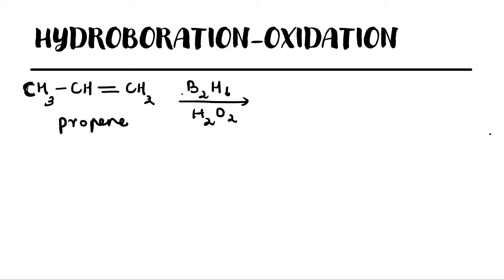Hello students, today we will be discussing the hydroboration reaction. In the case of the hydroboration reaction, we have to find out what product is obtained on the reaction of an alkene, propene, with diborane in the presence of hydrogen peroxide.